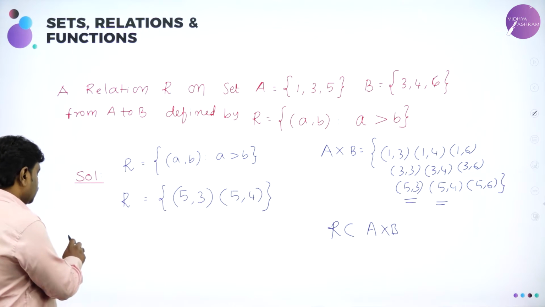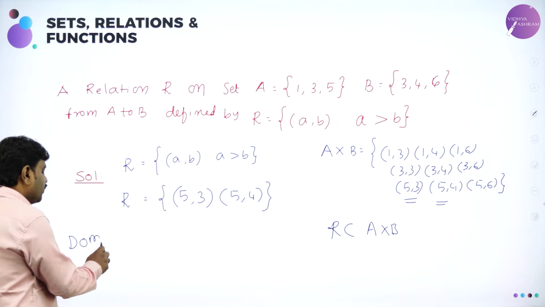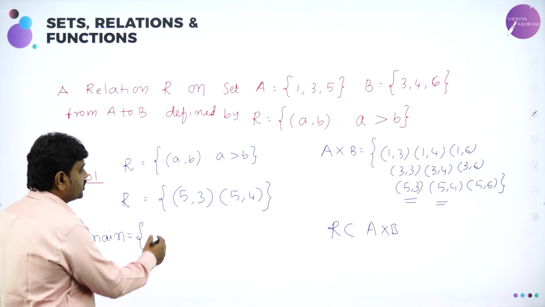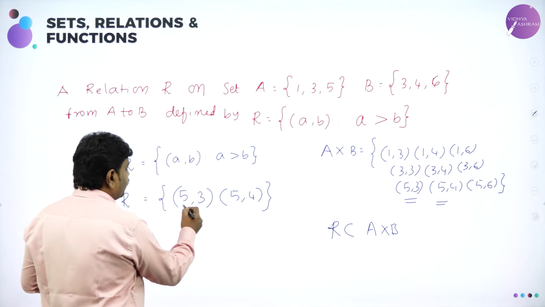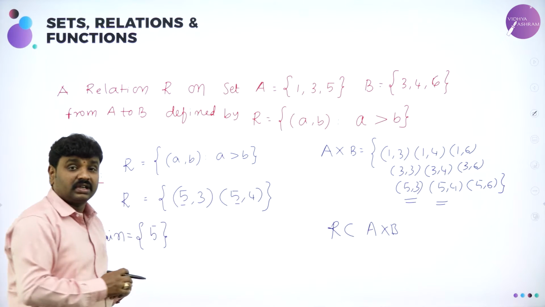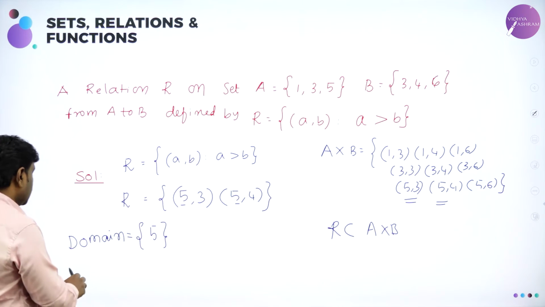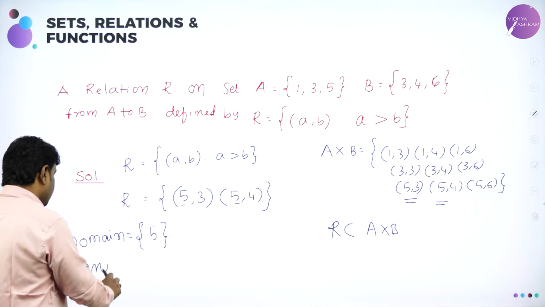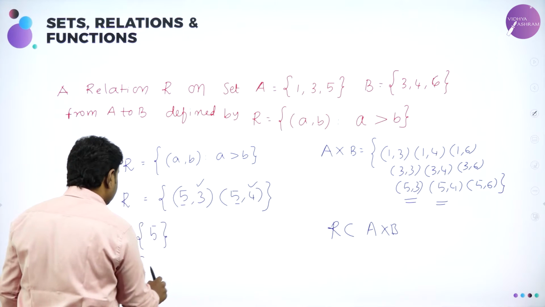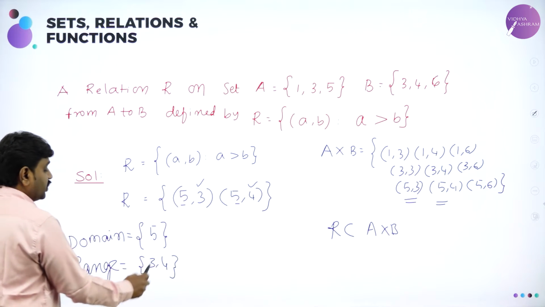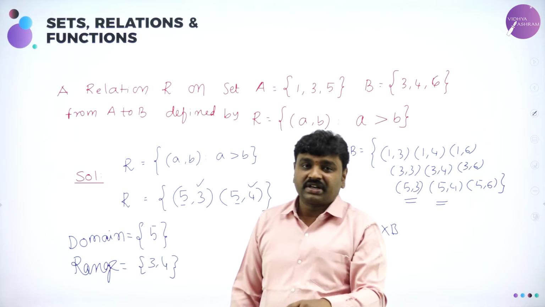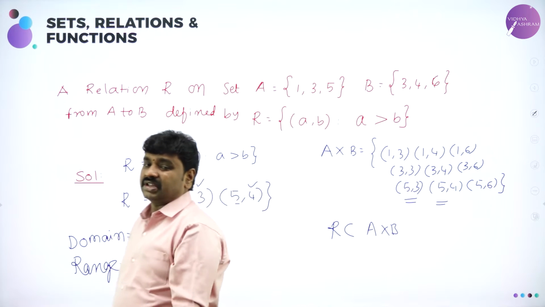Now domain. What is meant by domain? The set of all first elements. In the ordered pairs, what are the first elements? 5, 5. Two times we have 5, but you should write it only once, because in a set elements should not repeat. Then range means the set of all second elements. What are the second elements? 3 and 4. This is the range. I hope all of you understood what domain and range are. Domain means the set of all first elements in the relation. Range means the set of all second elements in the relation.